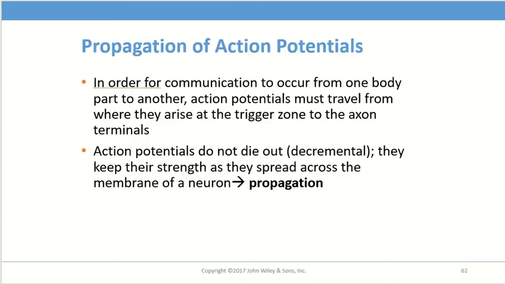So let's look now at the propagation of these action potentials. In order for communication to occur from one body part to another, action potentials must travel from where they arise at the trigger zone to the axon terminals. Action potentials are not going to die out. They're not decremental like what we would see in a graded potential. They keep their strength as they spread across the membrane of a neuron, and this spread across the membrane is called propagation.